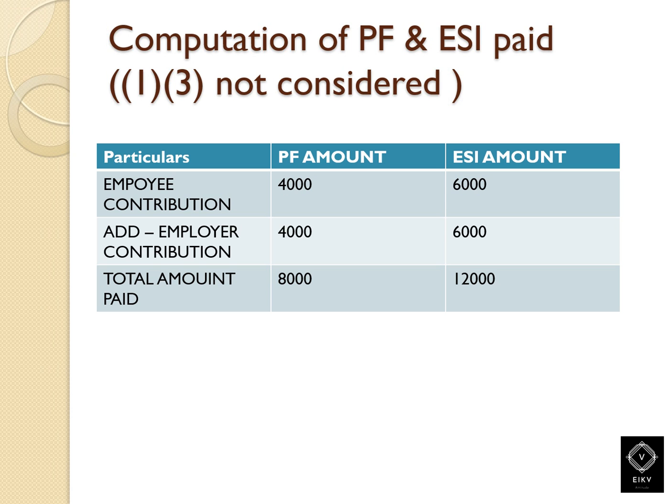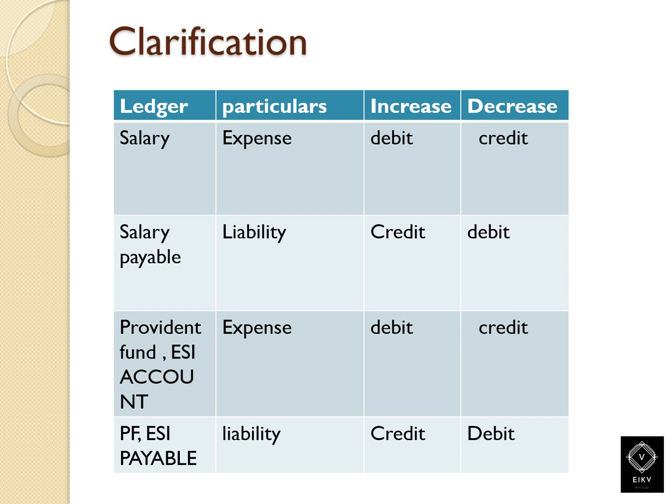So this is the computation of PF and ESI, in which the first transaction and the third transaction are not considered. The amount which shall be paid to the respective PF and ESI departments will be employer contribution 4,000 and employee contribution 4,000, so the total amount will be 8,000. Then ESI contribution of employer 6,000, and ESI contribution of employee 6,000, and the total 12,000. Right?